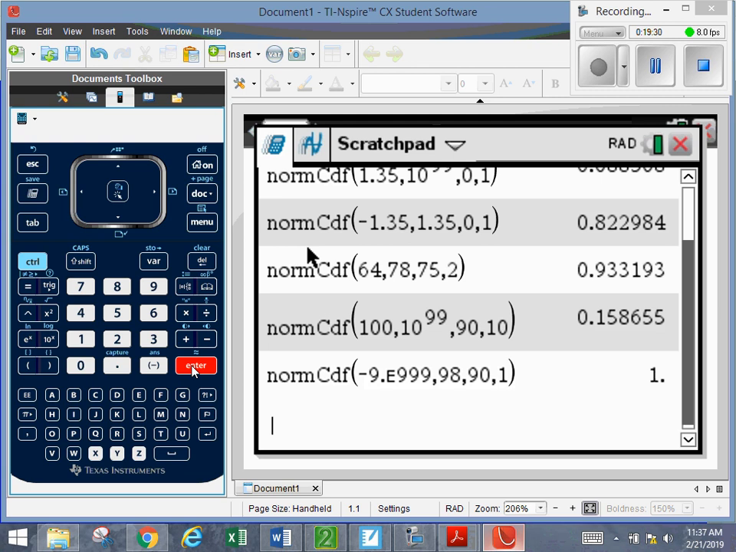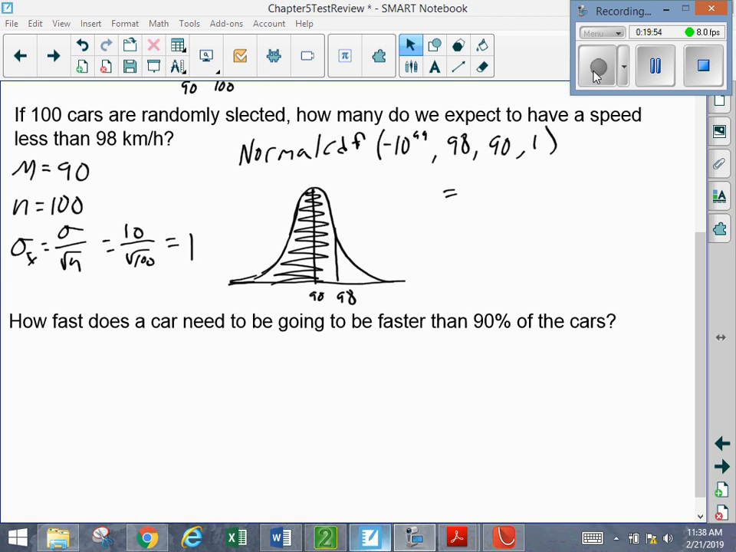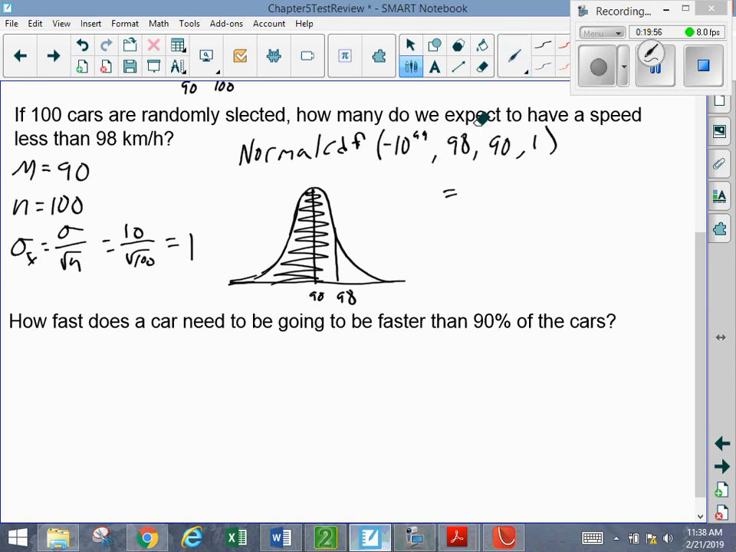And it's pretty certain. Oh yeah, because we're 8 standard deviations above the mean. So all of them, you would expect all of them to be going that speed. I don't know why. All right, so just continue. So that's approximately 1. So you would say all of them.